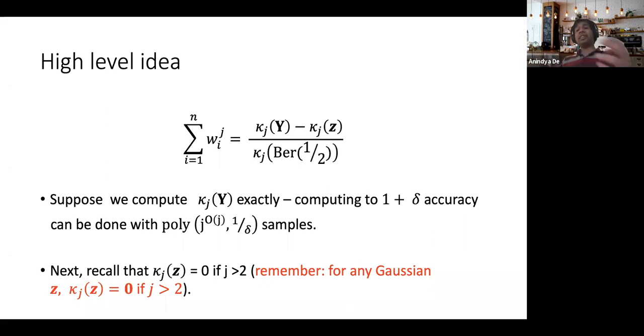And as such, now that I do not have the moments exactly, I can always estimate the moments of y using random samples. And it turns out if you plug everything together, you can show that the jth cumulant of y can be computed to accuracy 1 plus delta using a number of samples which is j to the order j times 1 over delta. So what I'm trying to say is that you can get a pretty good estimate of the jth cumulant of y. You already know the jth cumulant of Bernoulli half.